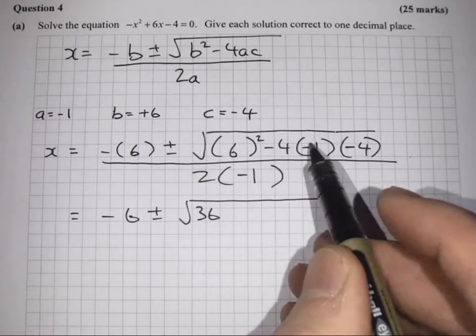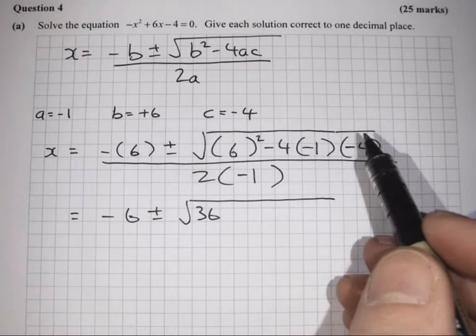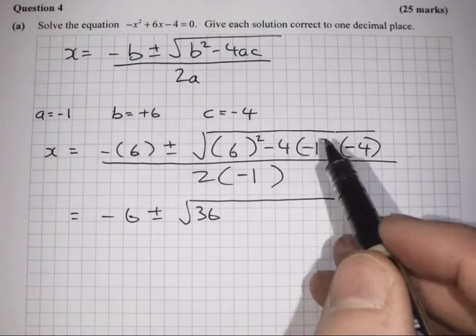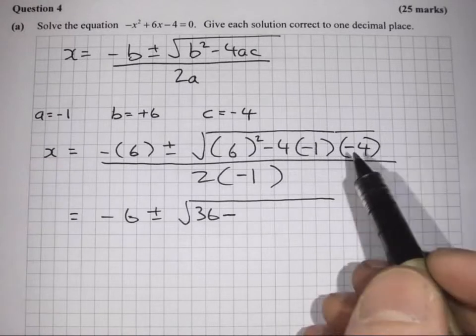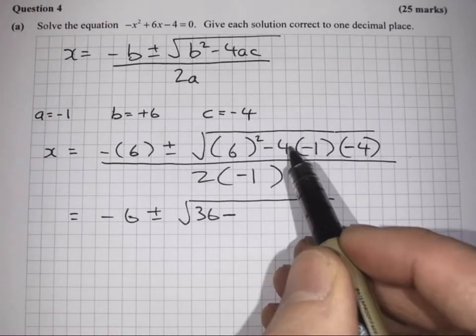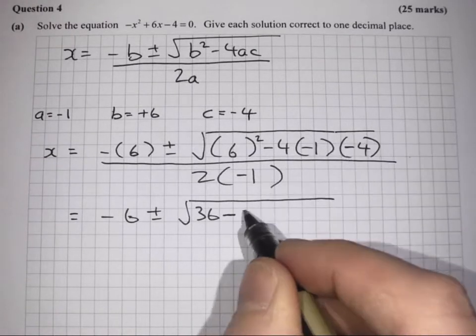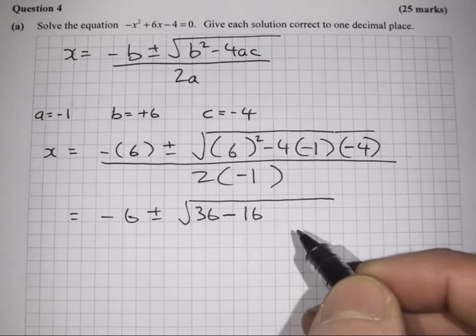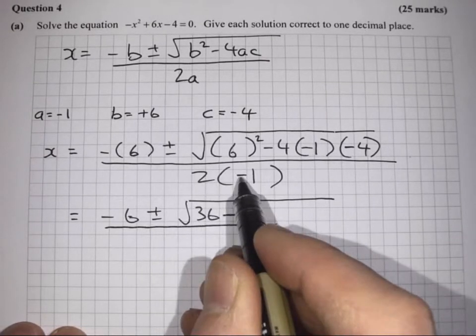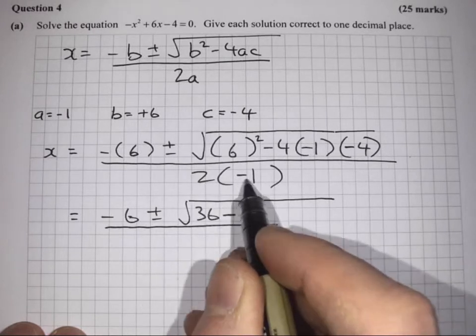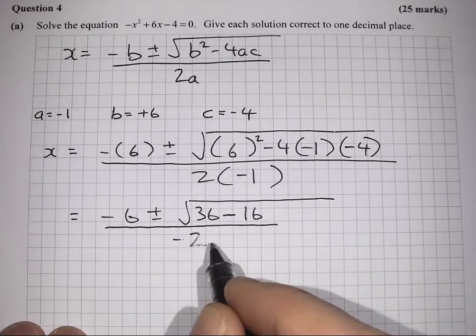And we have a minus times a minus times a minus. A minus times a minus gives a plus, and times another minus, so we're going to end up with a negative there. And that's 4 times 1 is 4, and 4 times 4 will be 16. So we'll have root 36 minus 16 all over 2 times minus 1. 2 times minus 1 is minus 2.